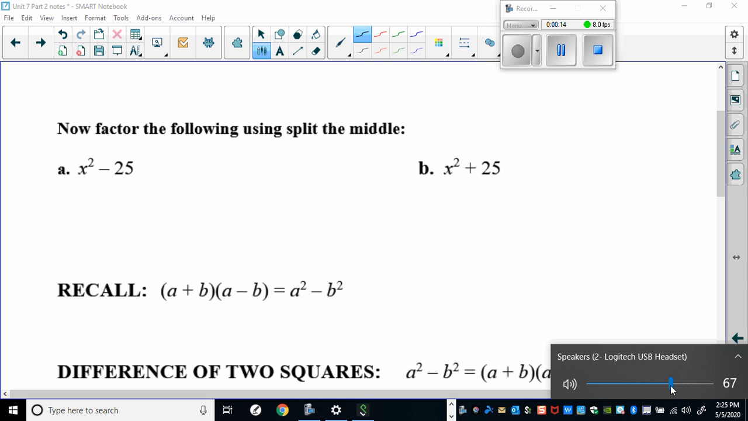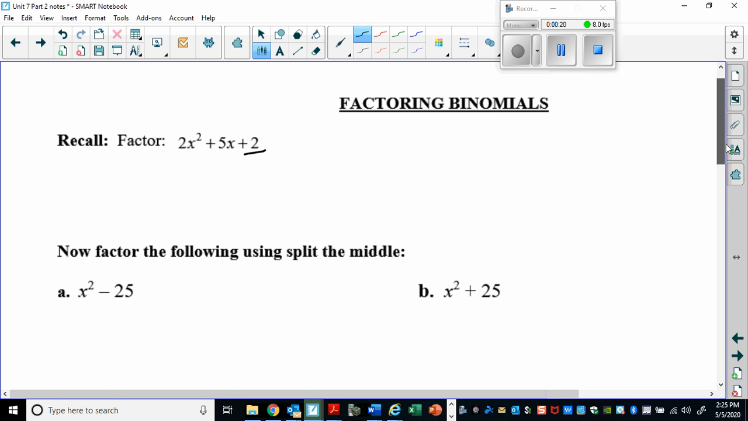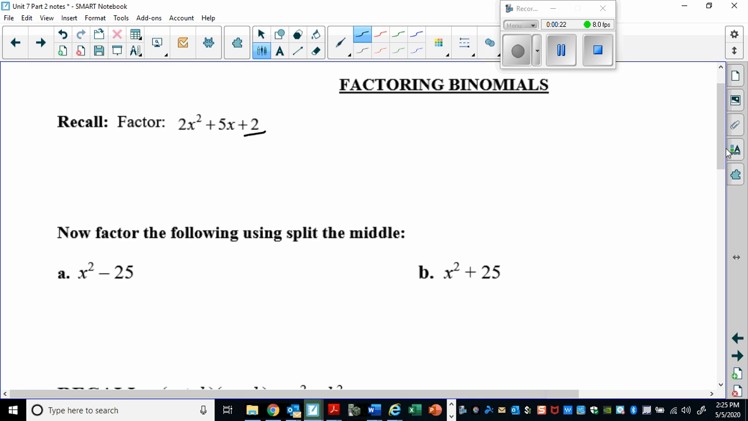This is unit 7, part 2, lesson 2. We're going to continue factoring, but now we're going to factor with a binomial. All right, so when you are factoring, let's do the first recall together.